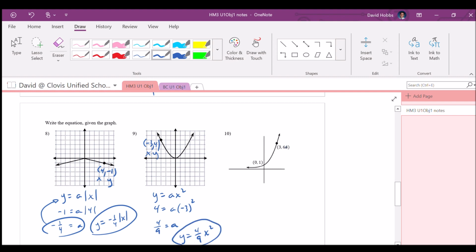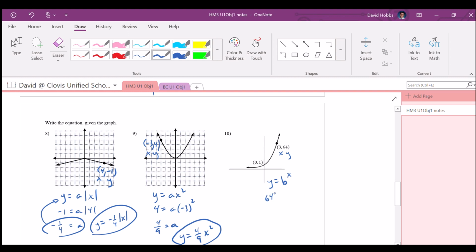Okay, number 10. It's an exponential function. Okay, all we got to do is figure out what the b is. Now, the 0, 1 point, it's not helpful, but it's good to see where it is. But it's not helpful in having us figure out what the b is. The 3, 64, those are the points that we're going to use.